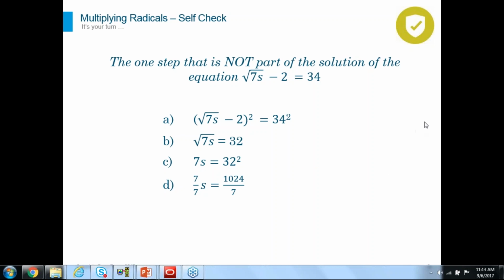Okay, let me change the screen. So the question is saying which step is not part of the solution. So here you go. You can pick your answers now.